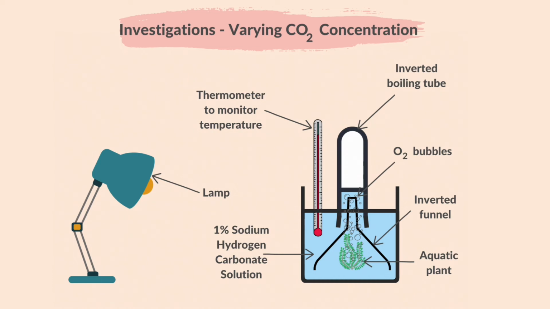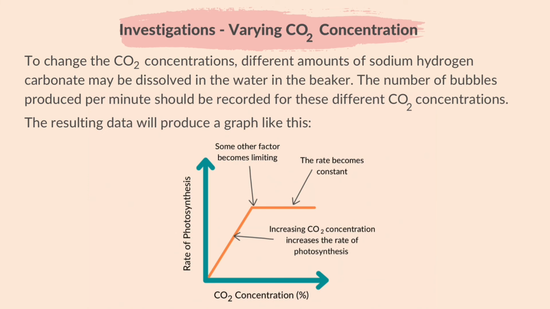To change the carbon dioxide concentration, different amounts of sodium hydrogen carbonate may be dissolved in the water in the beaker, and the rate of photosynthesis must be calculated. Remember that care must be taken when investigating a condition to keep all other variables constant in order to ensure a fair test. The resulting data will produce a graph like this.